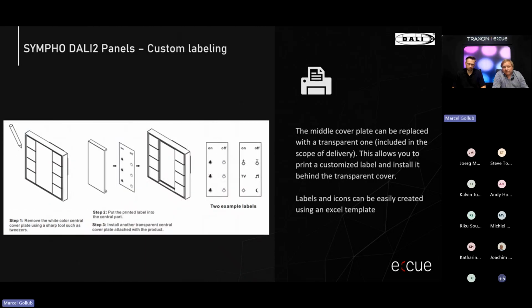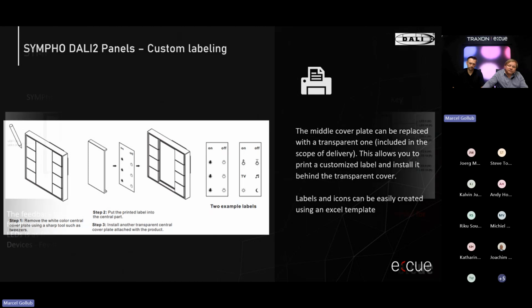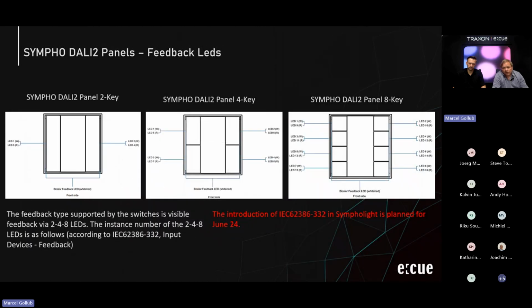Then I mentioned earlier the customized labeling. Also here we will see this on camera, but just for you to understand the principle: the middle part can be replaced with a transparent cover. Then there's an Excel template with different icons and different text, which you can use, or you can design your own print, of course in paper format, any foil, sticker, whatever. After you have placed this custom labeling, you can just replace it with the transparent cover.